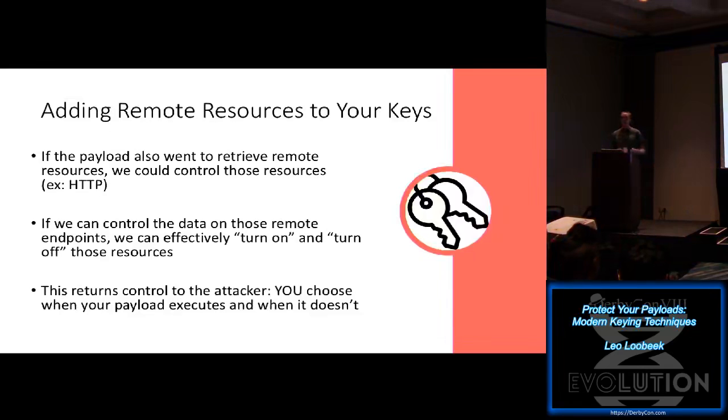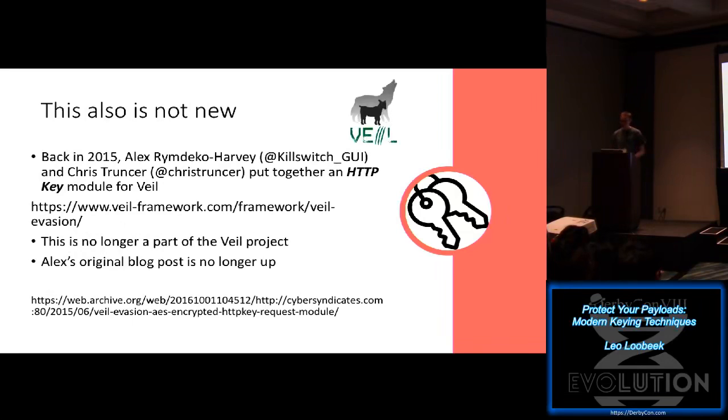This is where keying using remote resources comes into play. If the payload reaches out to a remote resource to get its key, and that resource is something I control, then I can effectively decide when to send down the decryption key or not. With HTTP, the payload would make a web request out to a web server that I own, and I'll decide whether to return the key. That brings me back in control of when the payload decrypts and executes. Basically, I can turn it on and off.